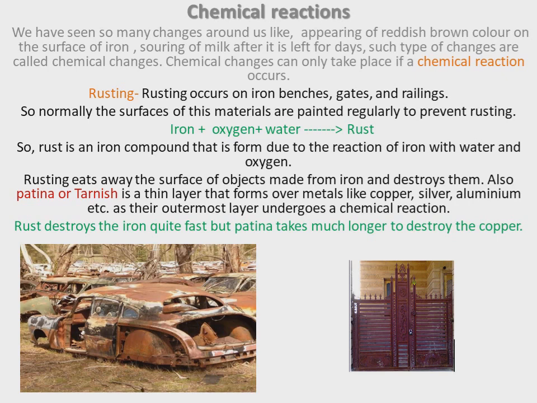Also, patina or tarnish is a thin layer that forms over metals like copper, silver, aluminium, etc., as their outermost layer undergoes a chemical reaction. So, rust destroys the iron quite fast, but patina takes much longer to destroy the copper. So, such type of changes in iron or copper or silver, aluminium are known as chemical changes, and these changes occur only when there is a chemical reaction.